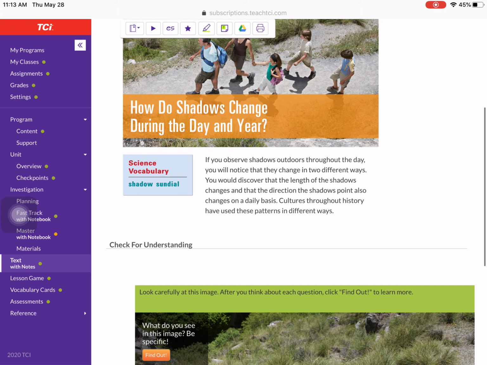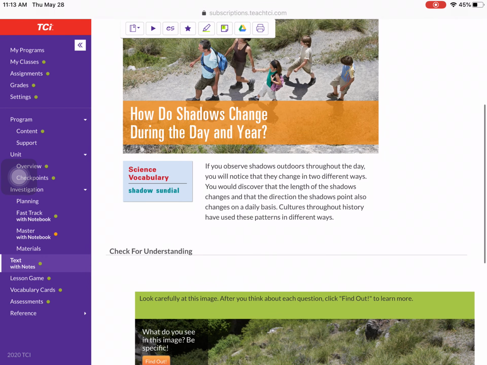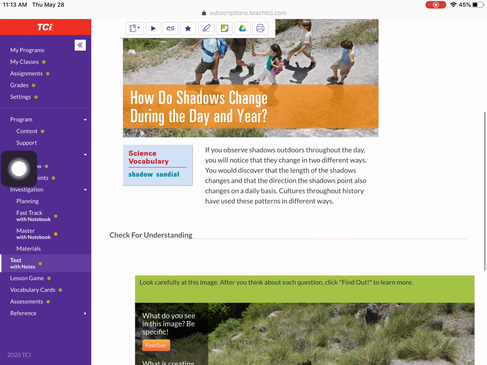So we are going to start off with page 306. All right, first paragraph. If you observe shadows outdoors throughout the day, you will notice that they change in 2 different ways. You would discover that the length of the shadows changes and that the direction the shadows point also changes on a daily basis.